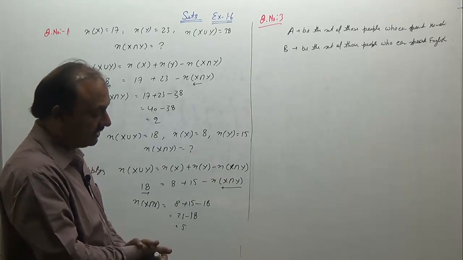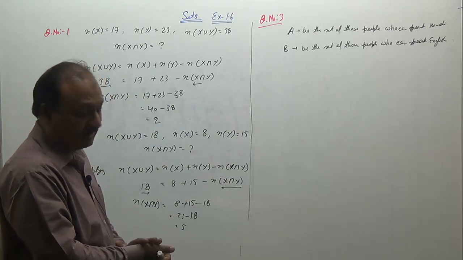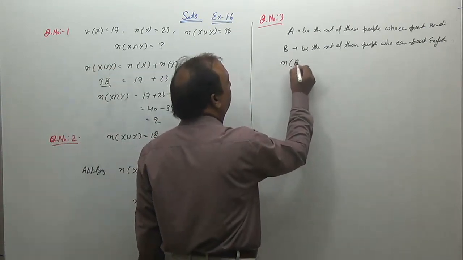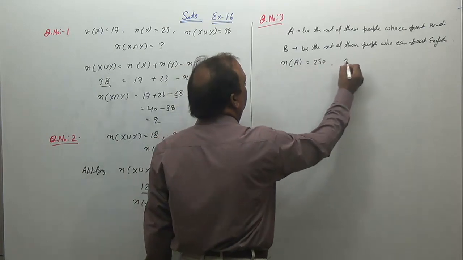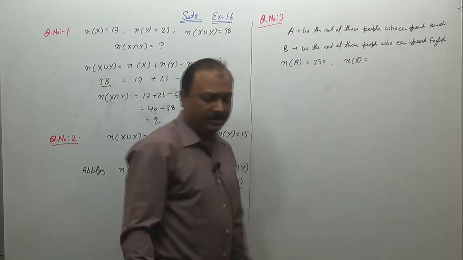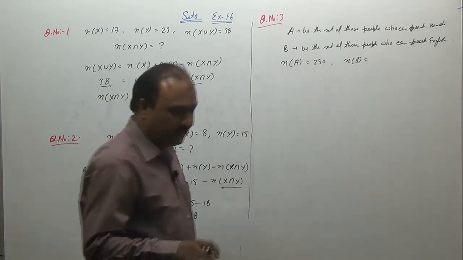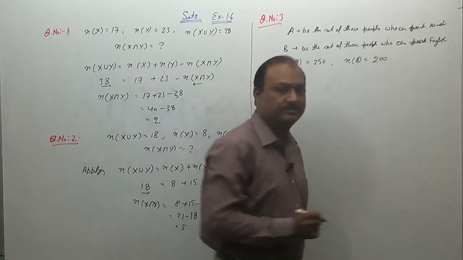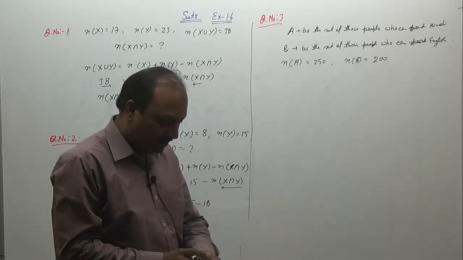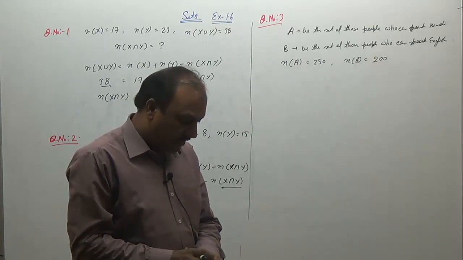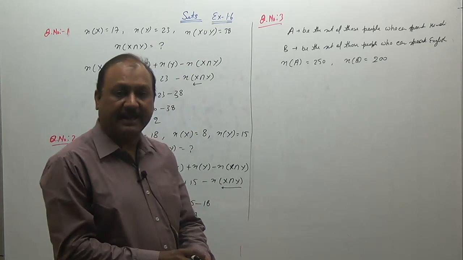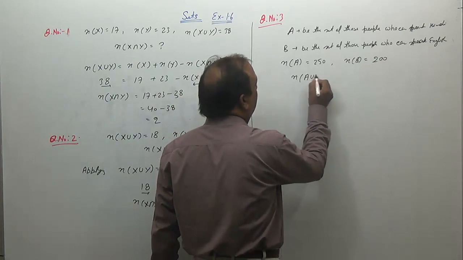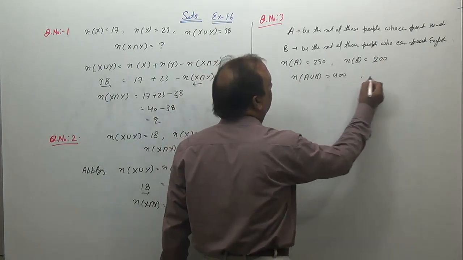So now according to the statement, in a group of 400 people, 250 can speak Hindi. So the number of elements of set A is 250, and similarly 200 can speak English. So the number of elements of set B is 200. And next is, how many people can speak both Hindi and English? So it means this one is n(A union B) is equal to 400.